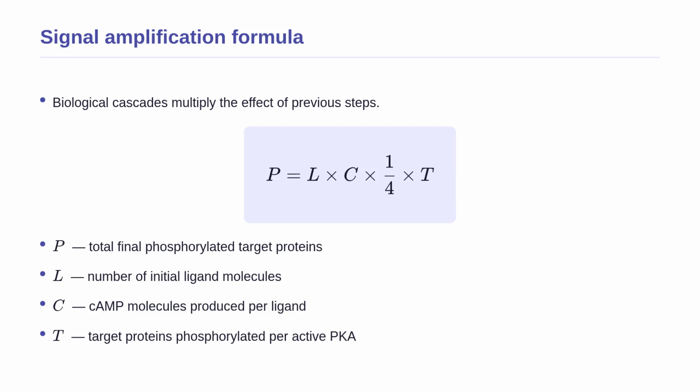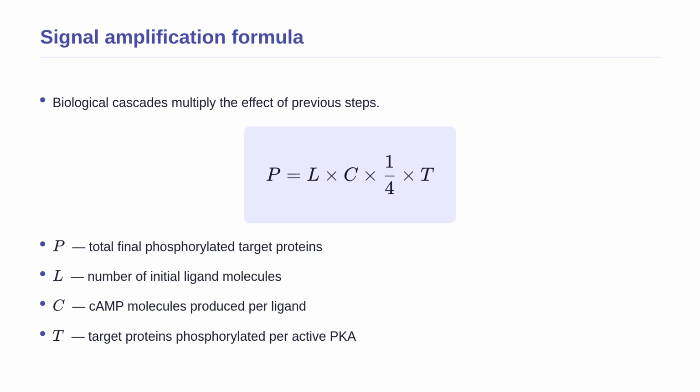Now that we have visualized the pathway, let us understand the sheer power of this system through the mathematics of signal amplification. Every single step in this biochemical cascade multiplies the effect of the previous step. We can represent the total number of final activated product molecules using this simple multiplication formula.